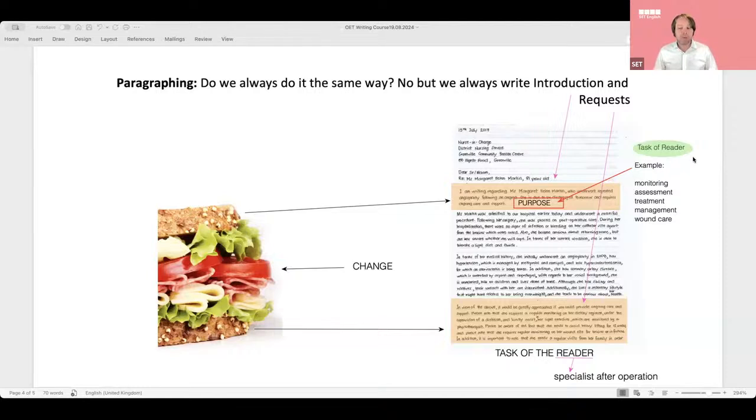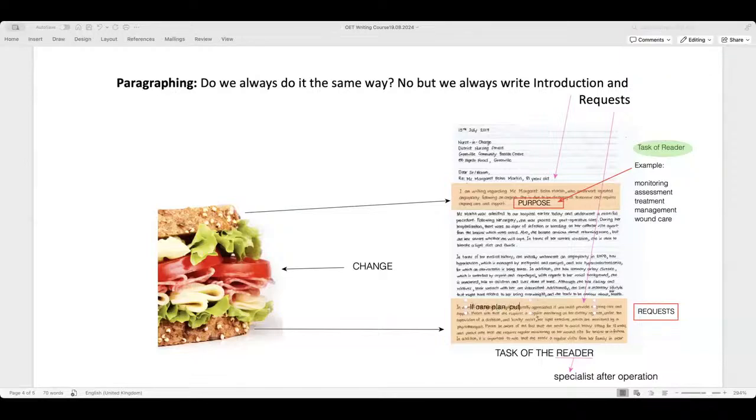Okay. Now, what about the request paragraph, guys? Is there anything that must be in the request paragraph? What must be in the request? The care plan. If there is a care plan, any sort of care plan, yes. Definitely care plan. Anything else, guys? What must be in your request? What the reader needs to do. Anything, right?